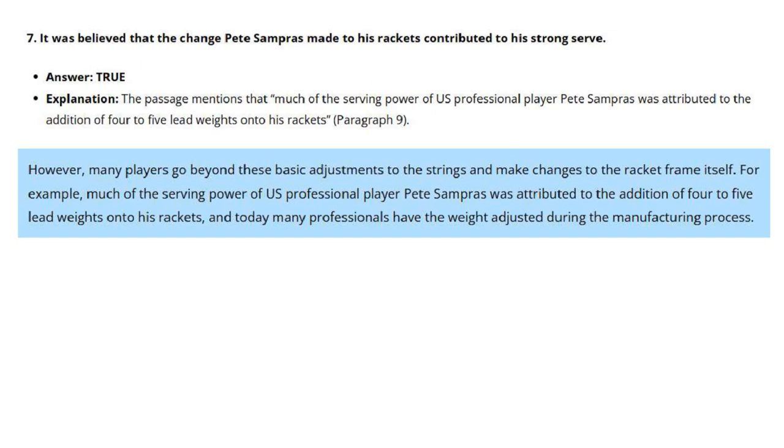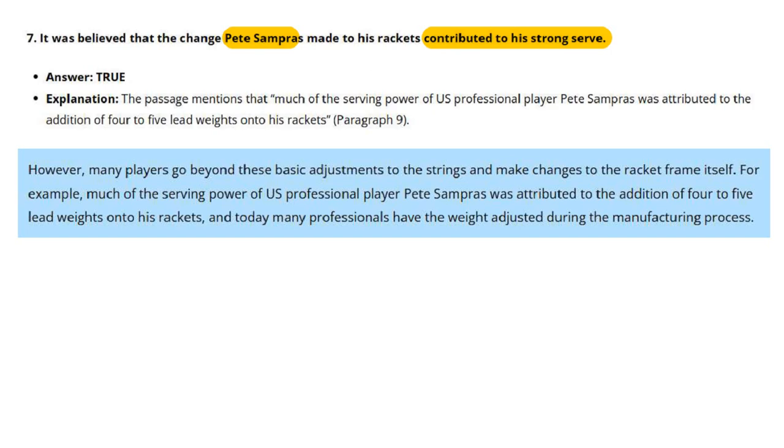So the last, seventh question. It was believed that the change Pete Sampras made to his rackets contributed to his strong serve. So we need to find Pete Sampras. Then after that, we need to find contributed to his strong serve. The answer is true. Actually, the passage mentions that much of the serving power of the US professional player Pete Sampras was attributed to the addition of 4 to 5 lead weights onto his racket. So, we need to find these words, contributed to. Let me read for you first.